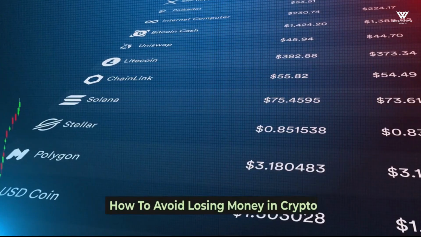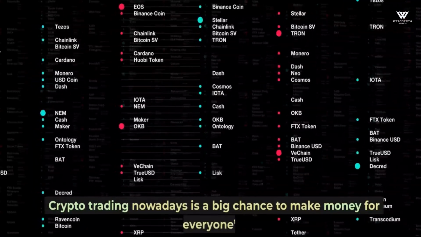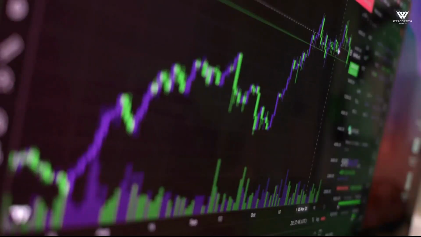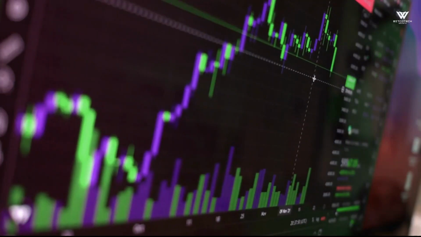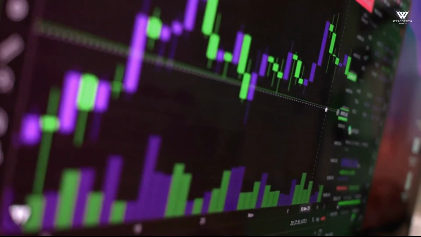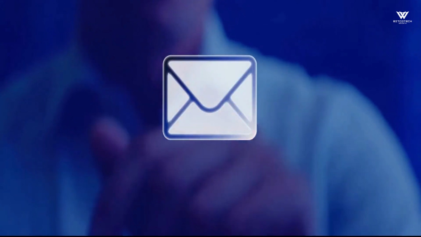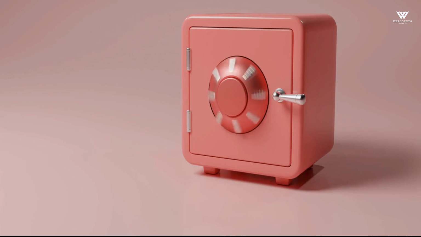How to avoid losing money in crypto. Crypto trading nowadays is a big chance to make money for everyone. Sign-ups at crypto brokers are easy and fast, and sometimes there is not even an ID verification needed. When having filled in an email and password, the user just needs to click the link in the confirmation mail he gets right away. Then he's ready to make the first deposit.